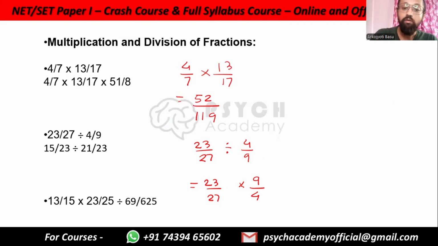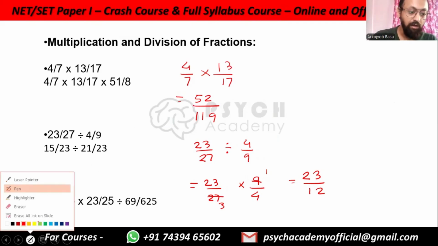Out here 9 and 27 have common factors. Divided by 9, you get 1, you get 3. So it is equal to 23 by 12. So this is how we do it, 23 by 12. Now what if we have to do multiplication and division at the same time?